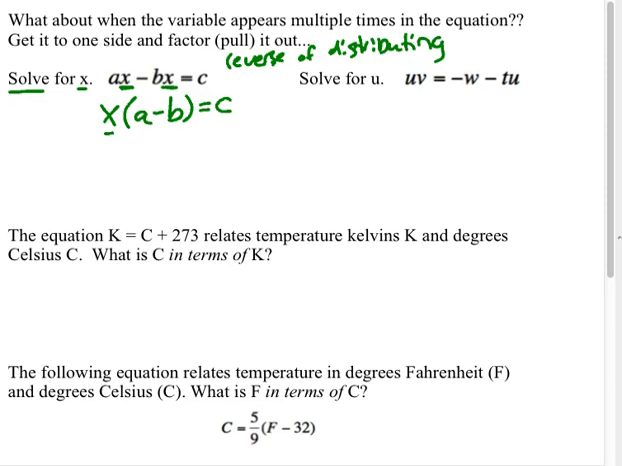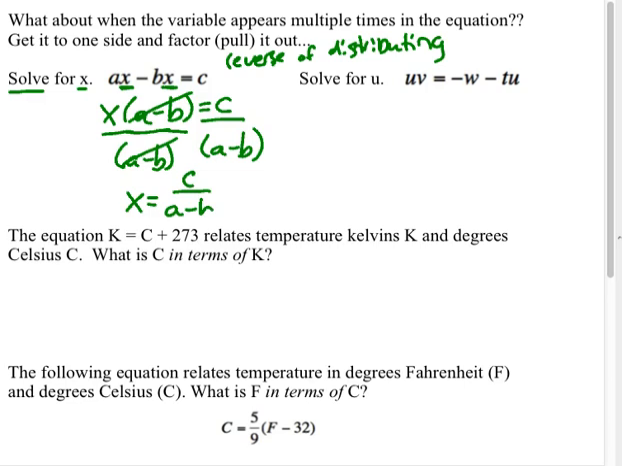Well, now I want the x by itself. The x is being multiplied by that (a minus b), okay? So I need to divide both sides by that (a minus b) to get it away from the x. So my answer is going to be c divided by (a minus b). That is what x is going to equal.